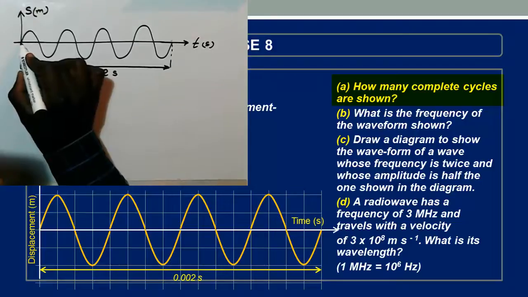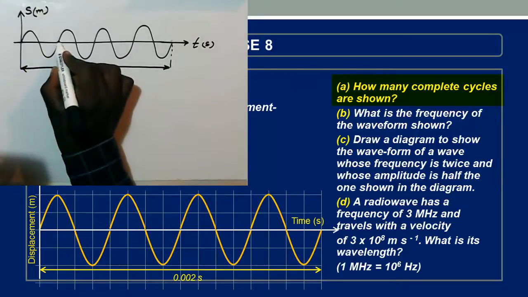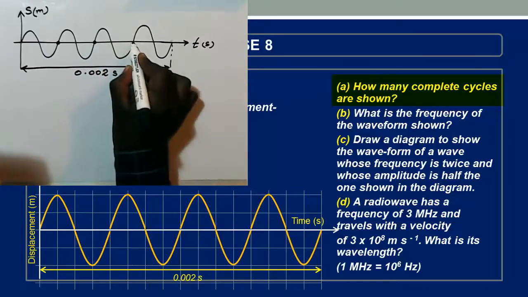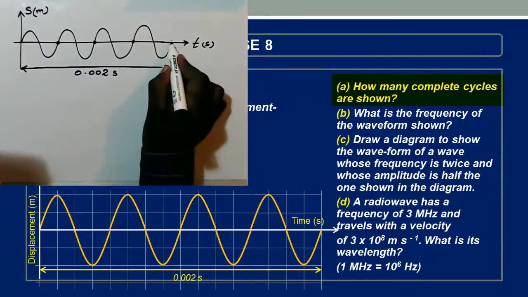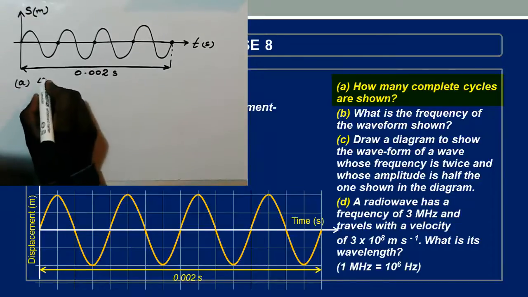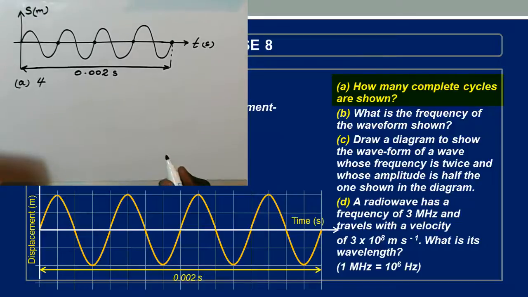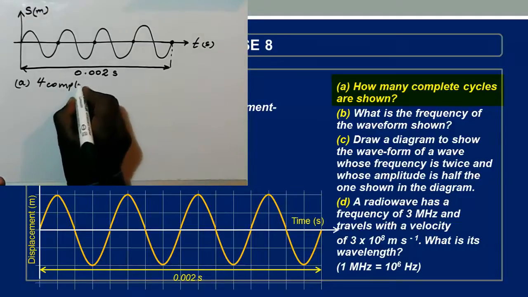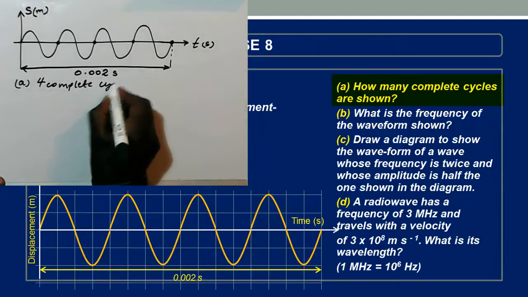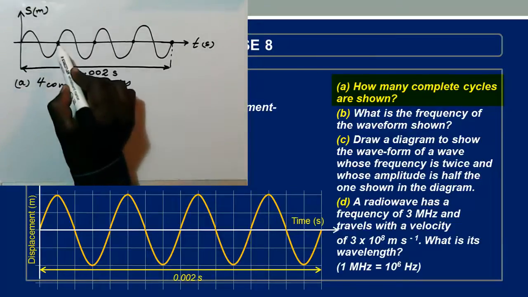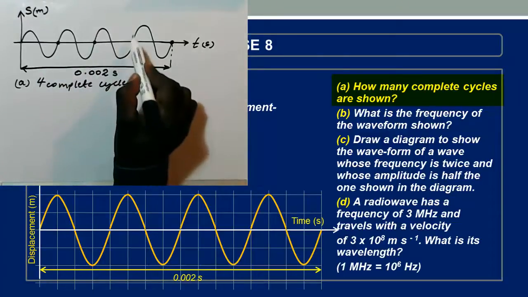A complete cycle is from this point all the way to this point. So that is a complete cycle. Another one is this one, so those are 2. And we've got 3 and we've got 4. So in part A, we say there are 4 complete cycles: 1, 2, 3, 4.